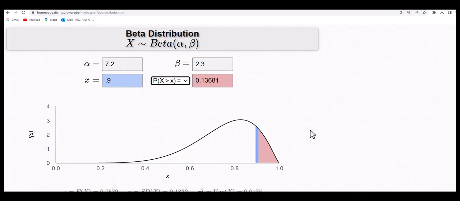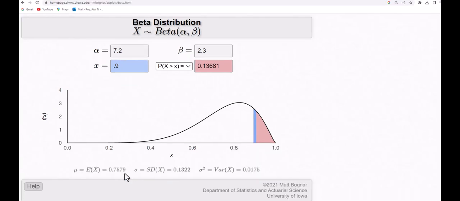Okay. And it also gives you, it's out of the screen area. Let me just show that to you. So it is right here. It gives you the expected value and the standard deviation of this particular beta distribution. Okay.